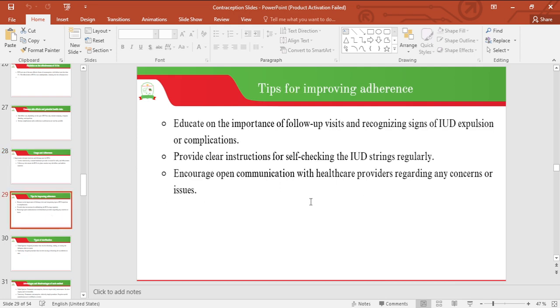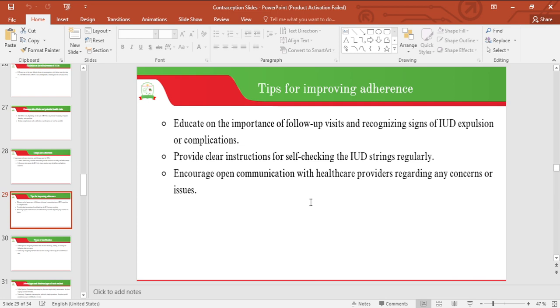Let's look at the tips for improving adherence. Clients should be educated on the importance of follow-up visits and recognizing signs of intrauterine device expulsion or complication. And some of the signs that may tell the client that maybe the intrauterine device has been expelled include the following.